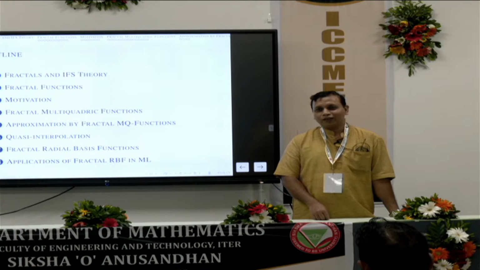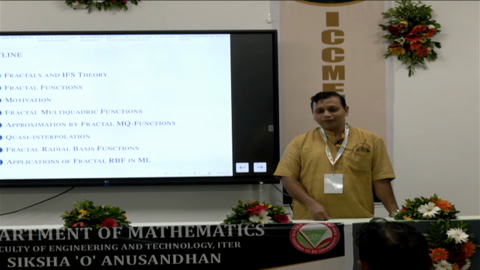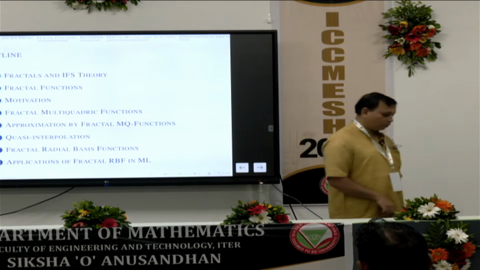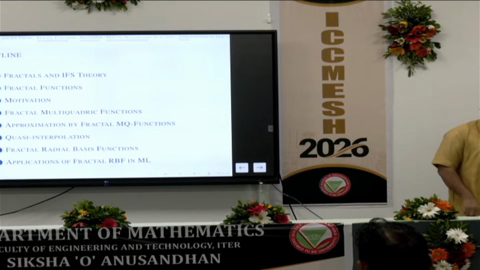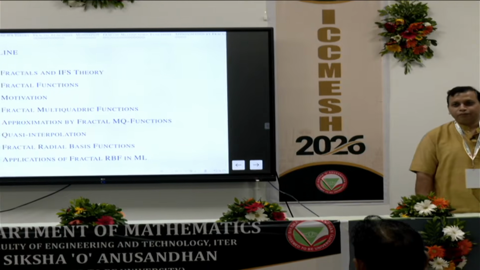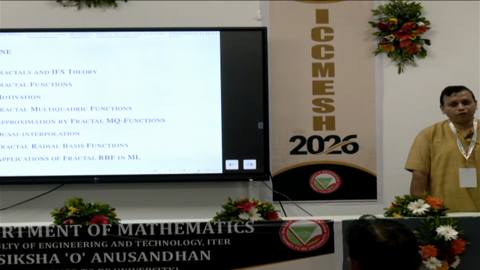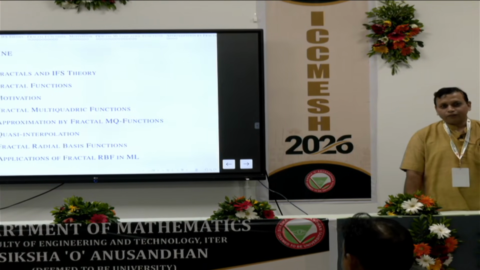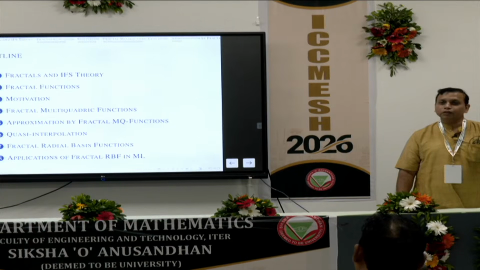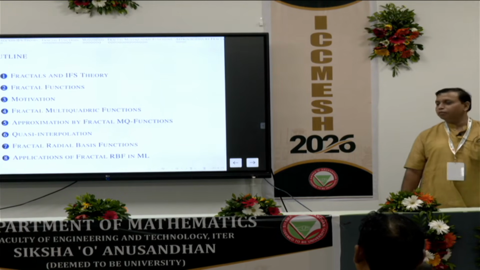Because fractals are used directly in some machine learning problems, but I found it is difficult unless you develop some kernel. So in order to develop the fractal kernels, we work on these fractal radial basis functions. I will come to that point.